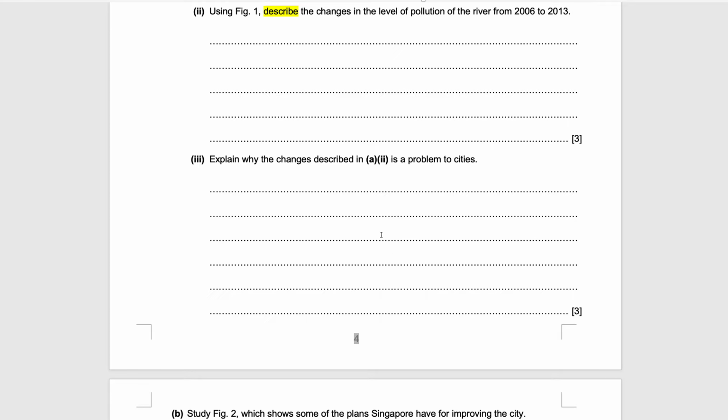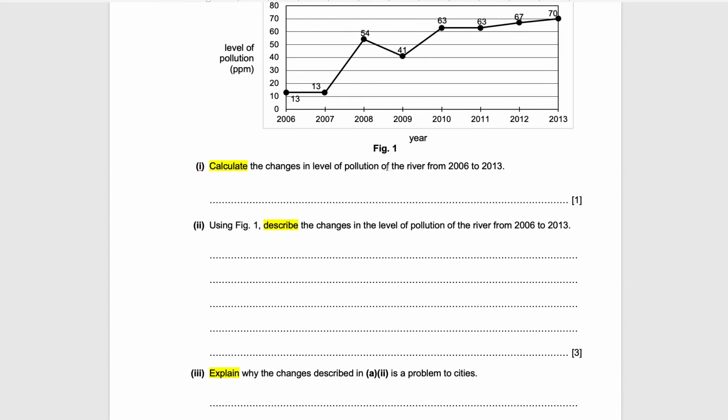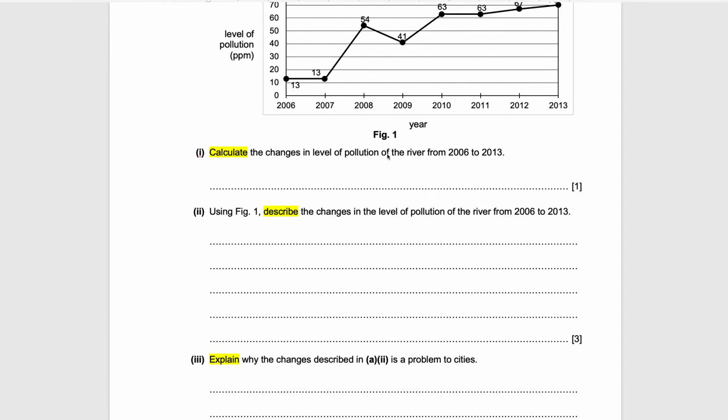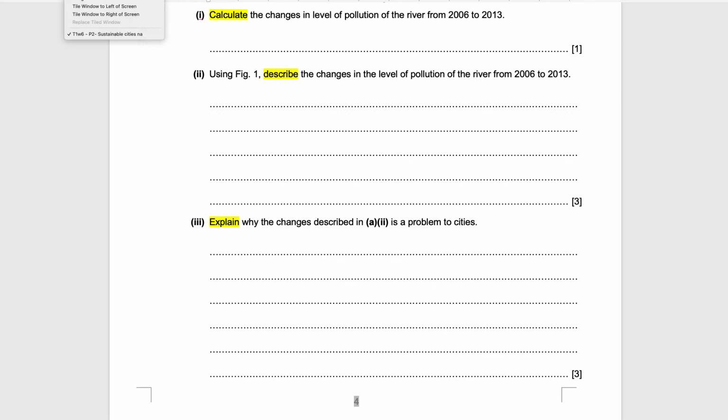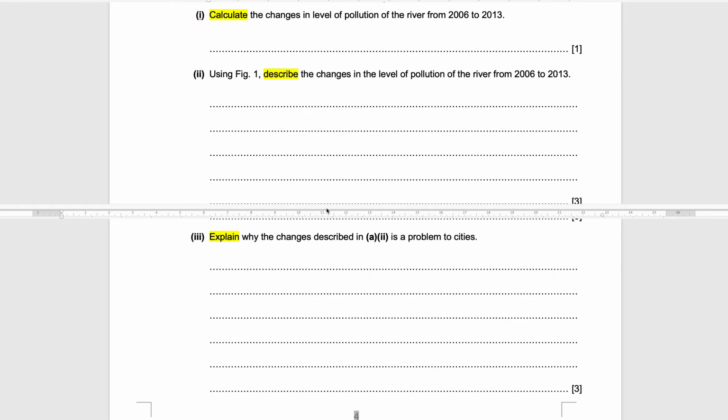Part 3, you're supposed to explain. Please remember to highlight your command words. Why the changes described in part 2 is a problem to the cities? So why is a huge increase in water pollution a huge problem to the city? You need to give me an explanation with 3 steps.